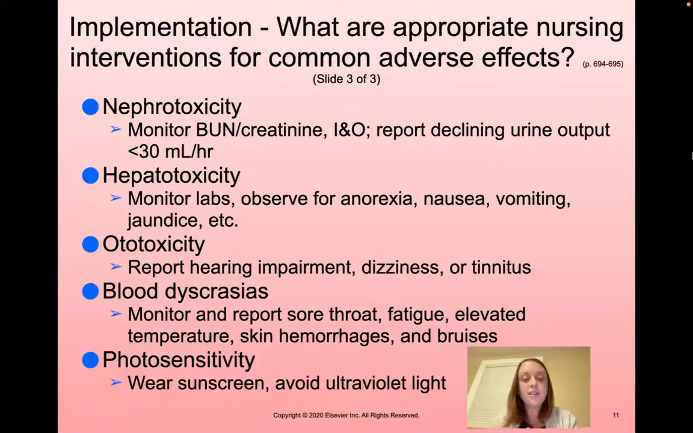For ototoxicity, we need to report hearing impairment to the providers, dizziness, or tinnitus, because any of those can be signs that the medication is starting to affect that eighth cranial nerve and affect hearing.